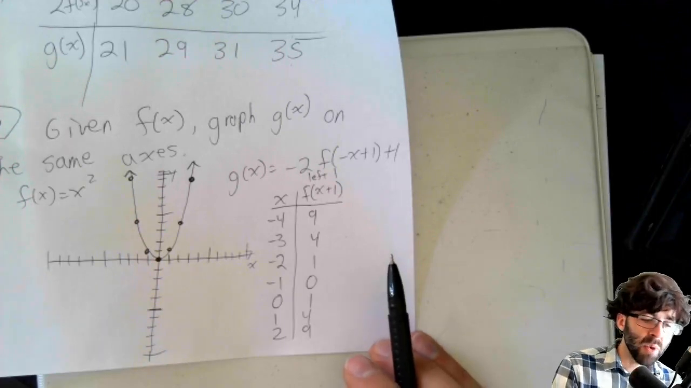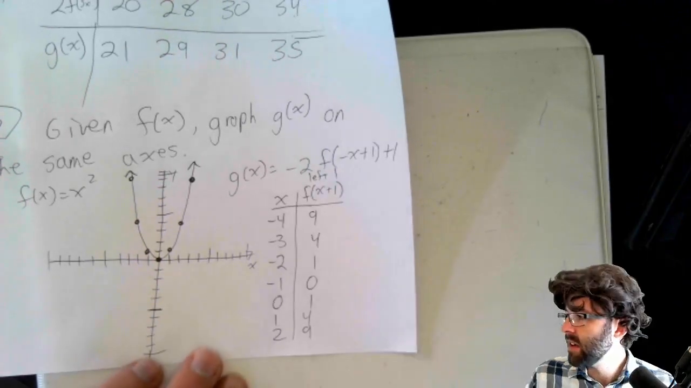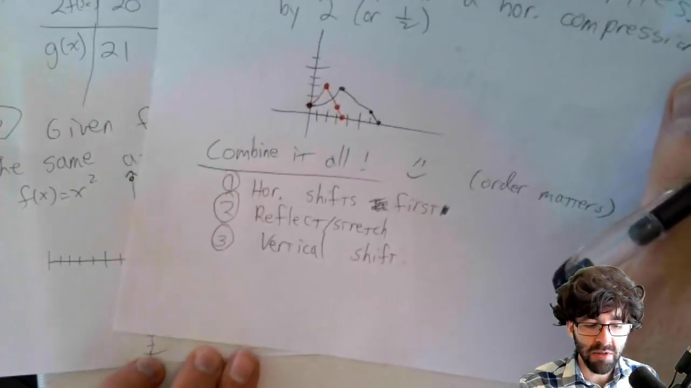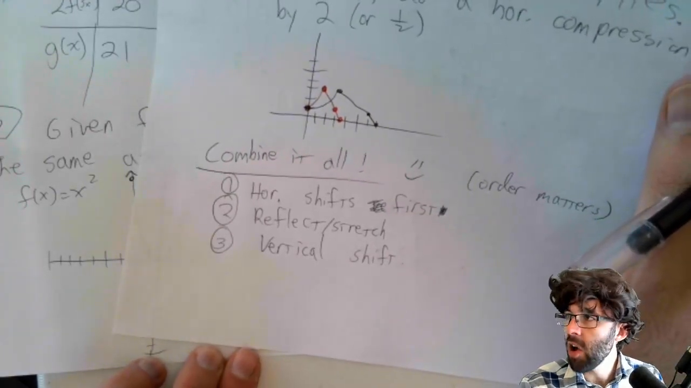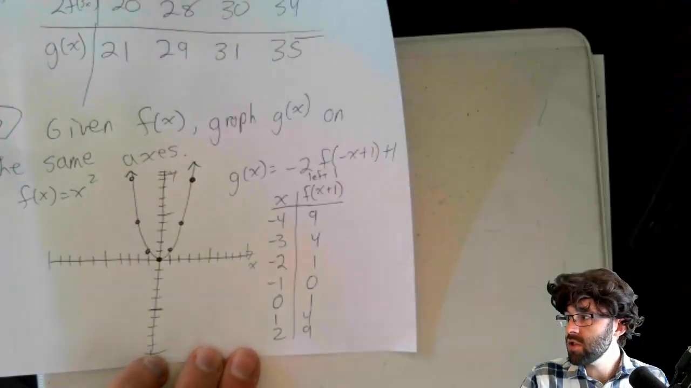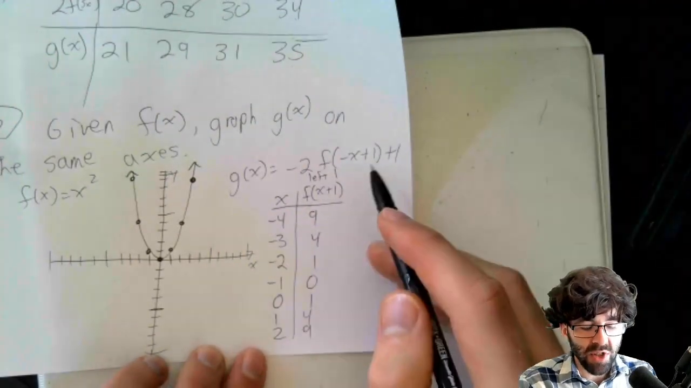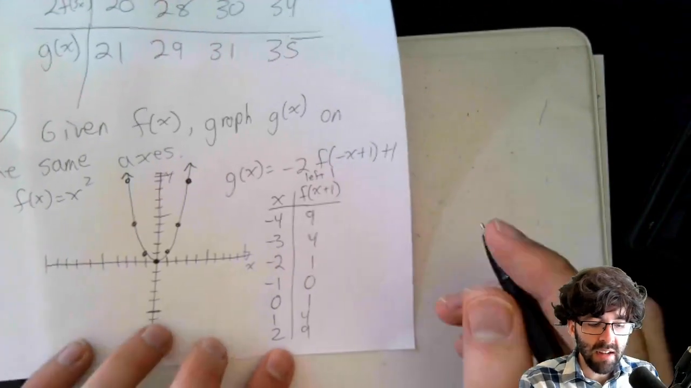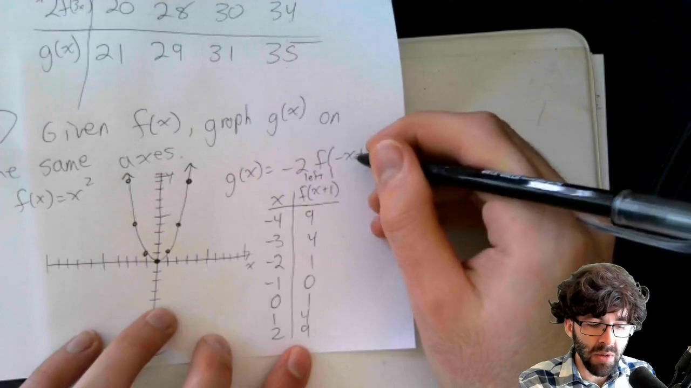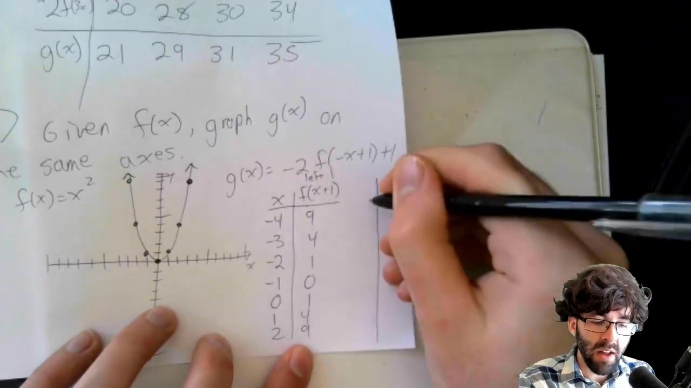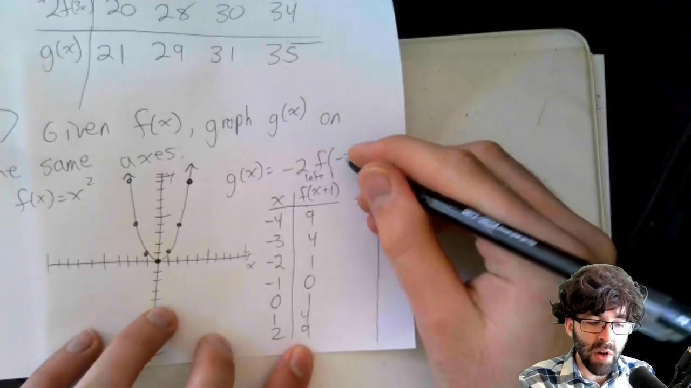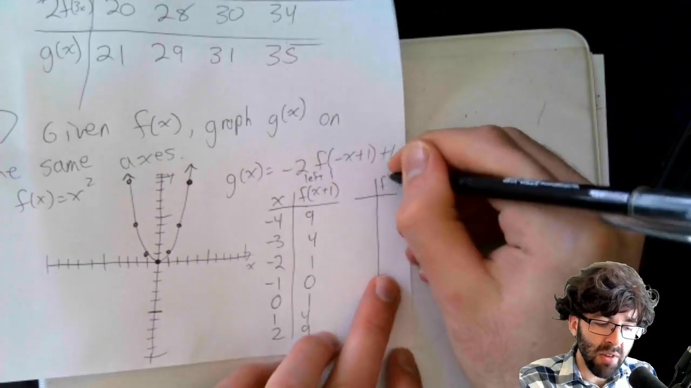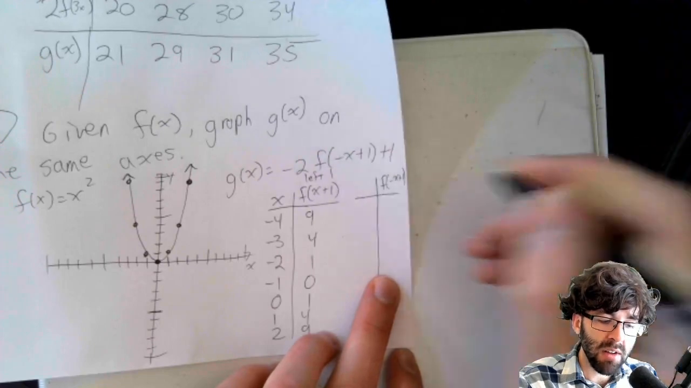So what's the next transformation we do? We consult our order. It says do the horizontal shift first, and then all the reflecting and stretching. So it's your choice what order you want to do the reflecting and stretching in. I like to start with horizontal stuff. So next, let's do another table where we take care of this horizontal reflecting. So we have f of negative x plus 1.